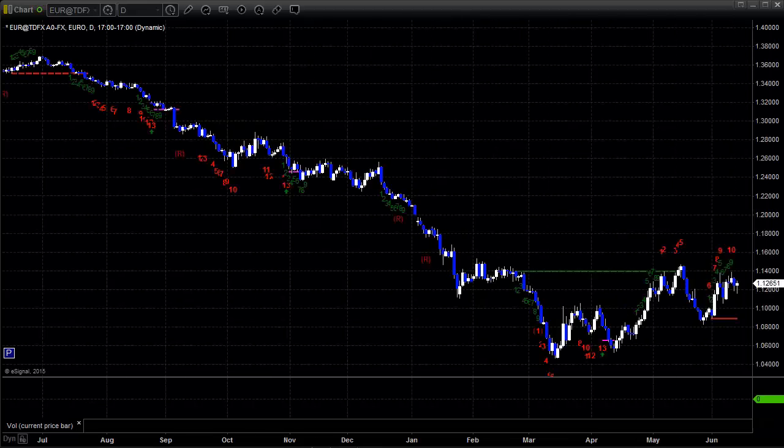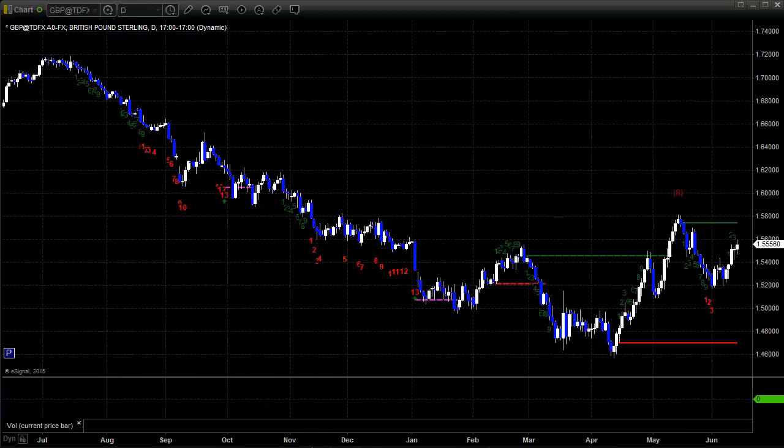The euro dollar looks very much like the opposite of the dollar index, obviously. 9-bar set up to the upside there. Pretty narrowly contained since late January or so. The pound dollar also has decent activity this last week, but still mid-range for the last month or so.